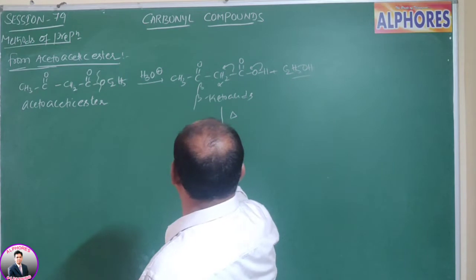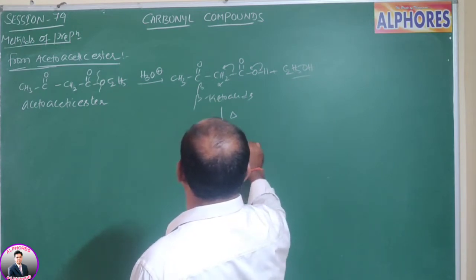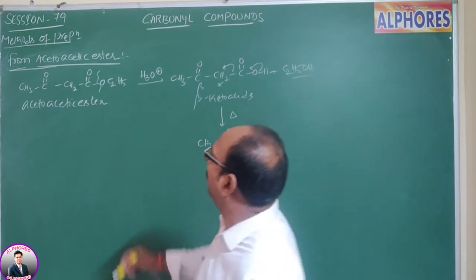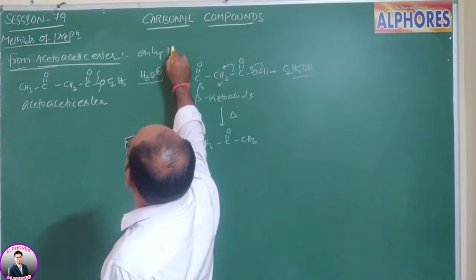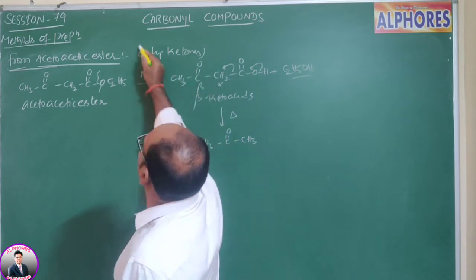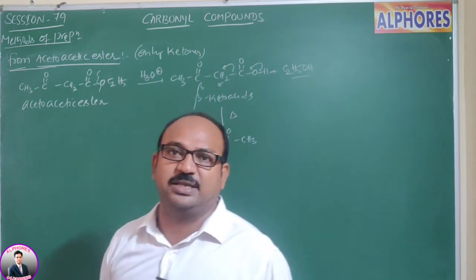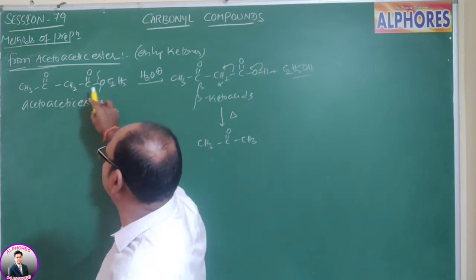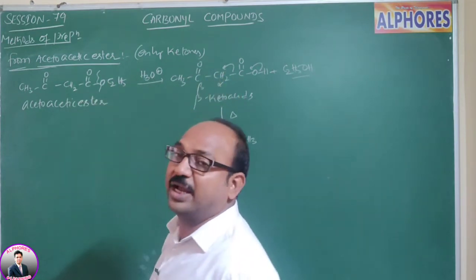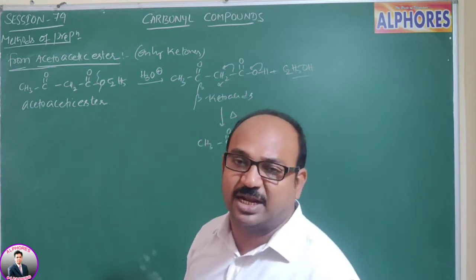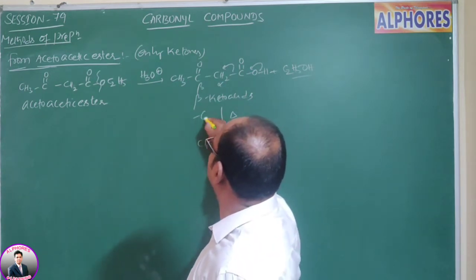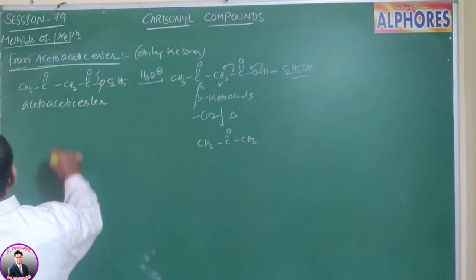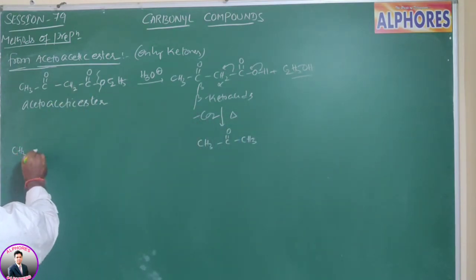Then in such a case we are getting CH3, C double bond O, CH3. So in this method we can prepare only ketones. We cannot prepare any aldehydes in this method. So acetoacetic ester upon hydrolysis gives beta keto acids. Beta keto acids undergo decarboxylation. We are getting acetone.